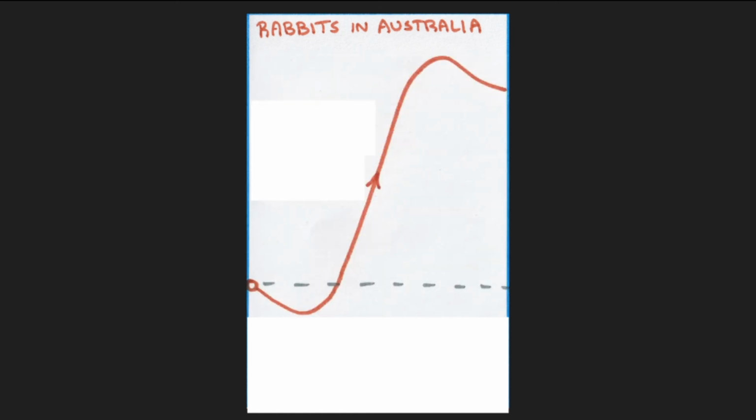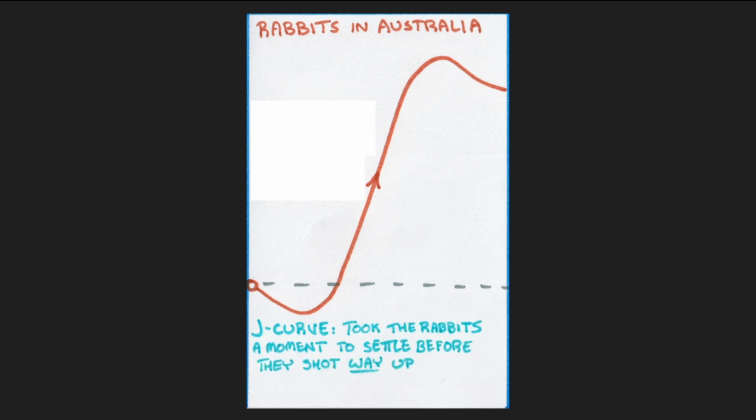And we're going to talk about what this graph means as well. First of all, you'll notice this little dip at the very, very beginning. You have this thing called a J-curve because it looks like the letter J. Yeah, that's right, Rhodes scholars. The J-curve means that it took the rabbits just a moment to settle before they shot way up. So when the rabbits first arrived, they weren't exactly acclimated to how Australia's climate worked. So a few populations died. So they ended up kind of struggling for the first few years of their existence in Australia.